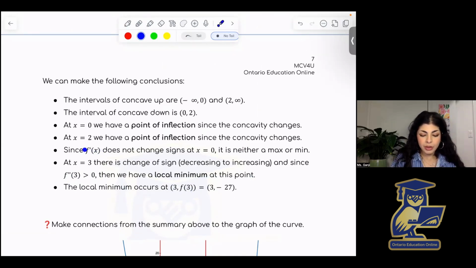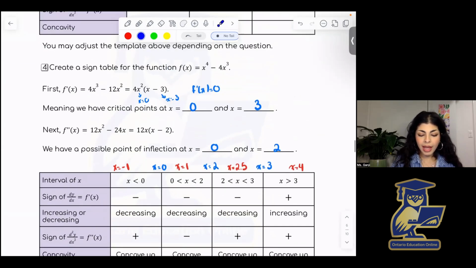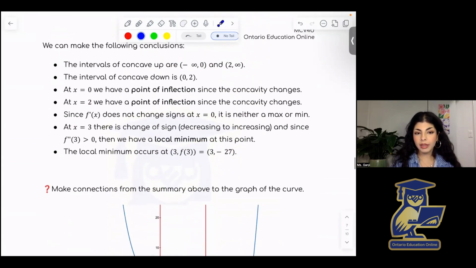Also here, the reason why it's important to add this is because x is 0 was a critical point for us as well. So it was also a possible candidate for a local maximum or minimum, so that's why it is important to check that as well. But clearly we saw that it is neither a maximum or a minimum.